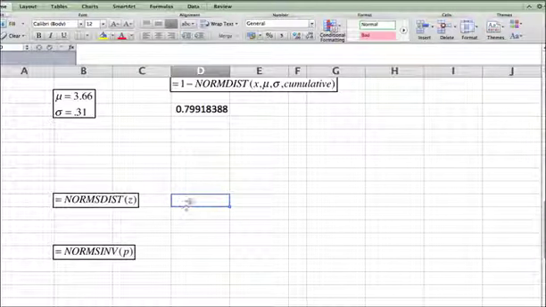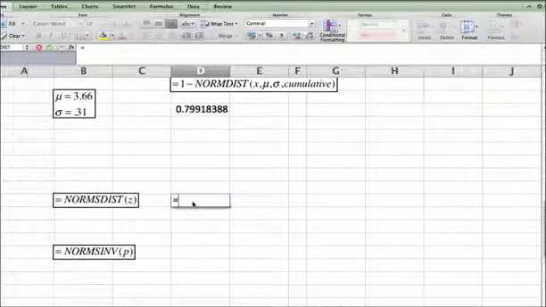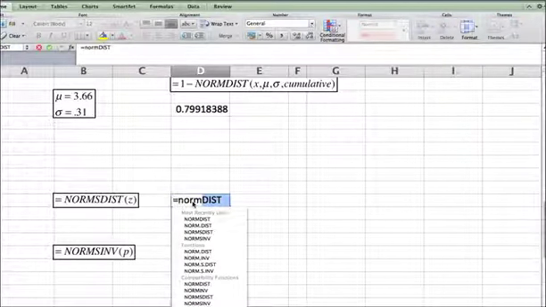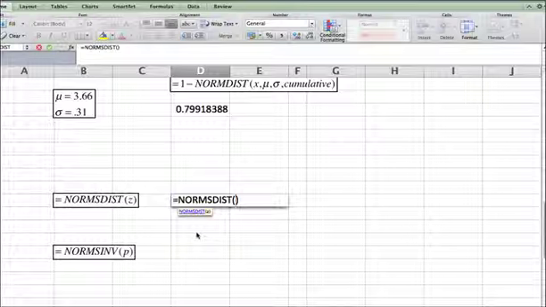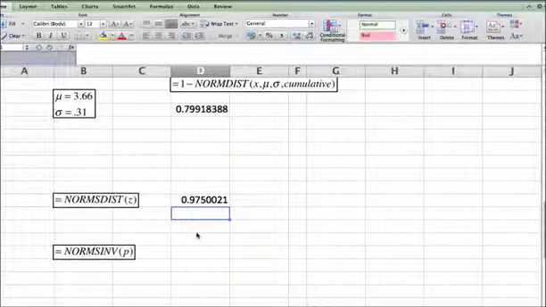Let's take a really popular one, 1.96. And let's type in equal, and then start typing NORMSDIST. You'll see it in the drop-down menu. What it's asking us for is a z-score. And I'm going to enter 1.96. When I hit enter, it returns 0.9750021. It is the z-score that exists at 97.5%, also one that's very popular.